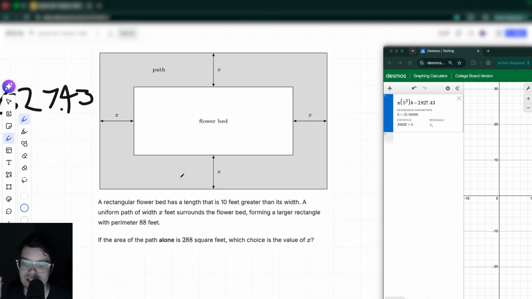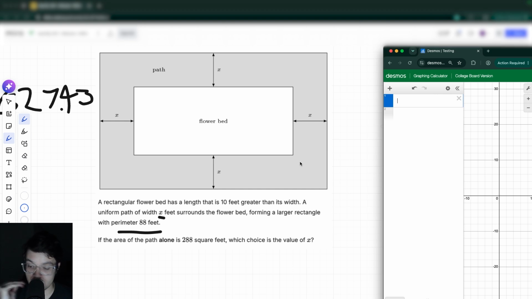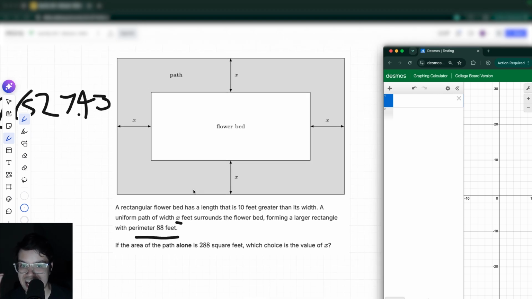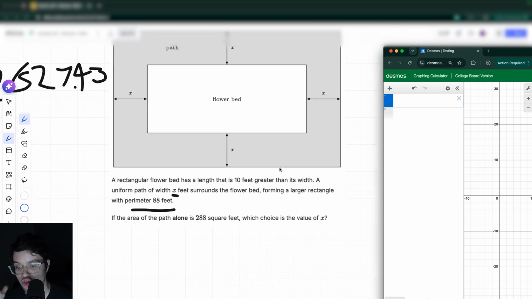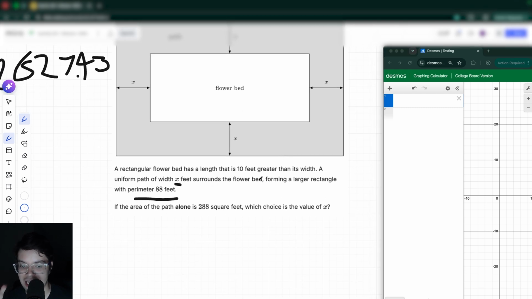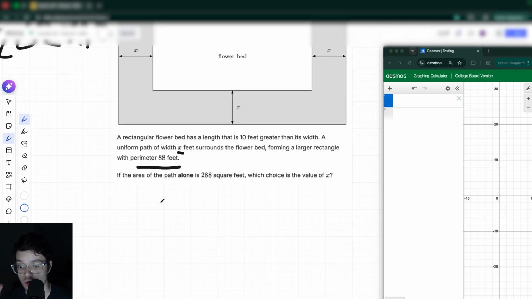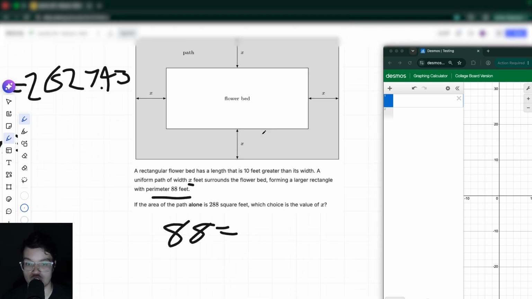This one, we have a rectangular flower bed with a length that is 10 feet greater than the width. And then we have a uniform path of x feet that is surrounding it. It's forming a larger rectangle with a perimeter of 88 feet. So this is where it gets a little bit harder because now we don't just have one equation, we actually have multiple equations shown here. The first one that we're getting here is that basically it has a perimeter of 88 feet. So 88 would be equal to whatever the perimeter of this larger rectangle is.